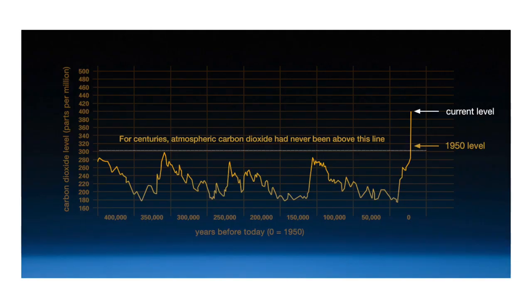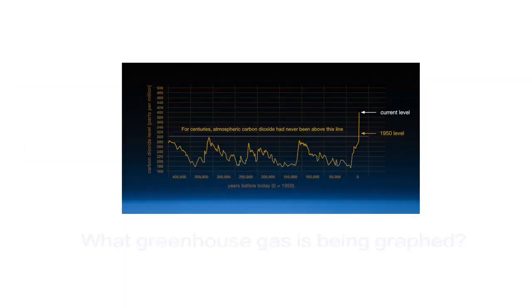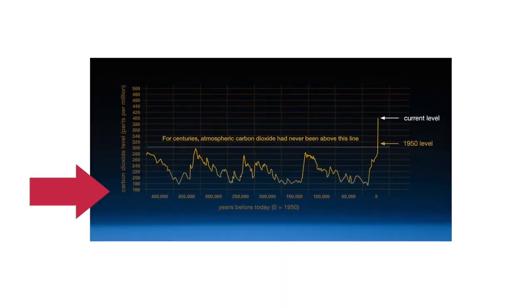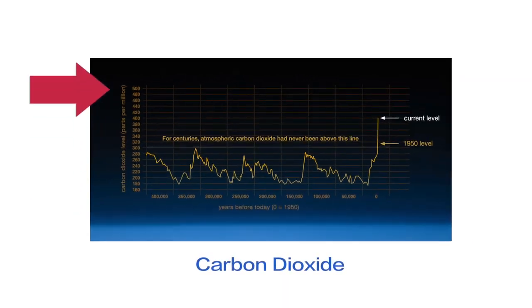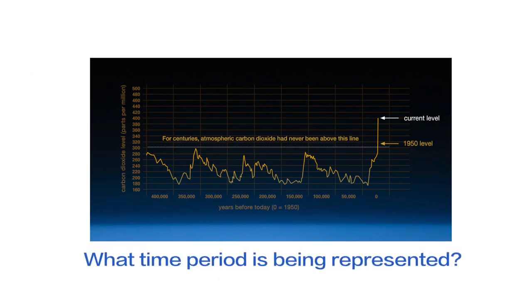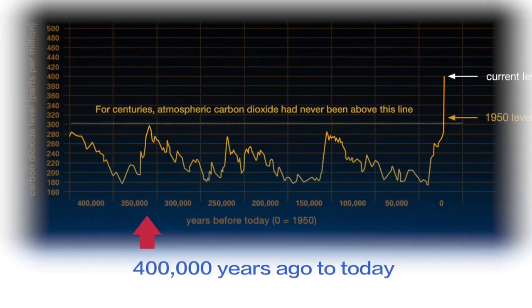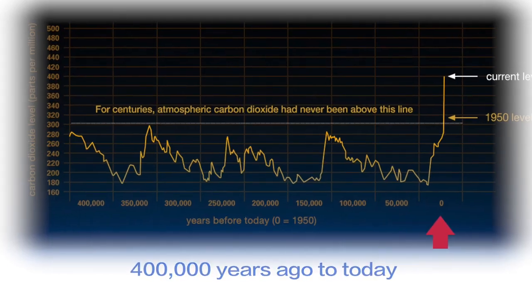For example, this item shows us a line graph. The first question asks what greenhouse gas is being graphed. Looking at the y-axis, we see that the answer is carbon dioxide. Our second question asks what time period is being represented. This data shows us information from 400,000 years ago up to the present day.